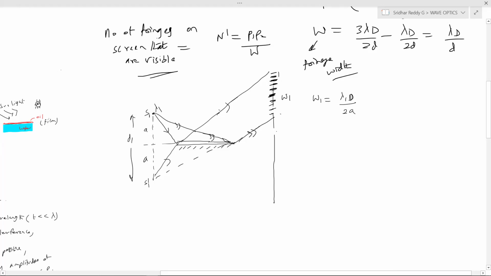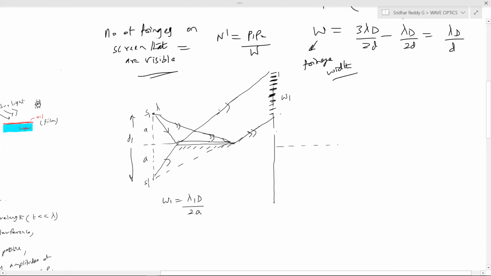I'm going to increase the distance from A to A plus B, I'll make it. So I'm just going to shift this source above. Let me write it here. The fringe width W1 equals lambda 1 capital D by 2A. Let lambda be the wavelength of light.